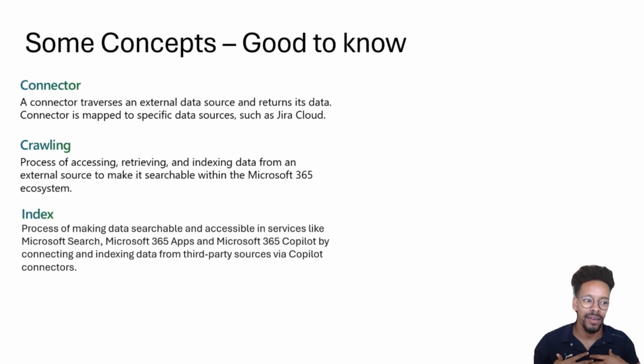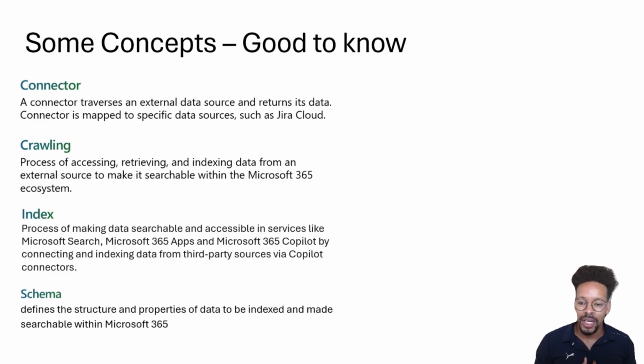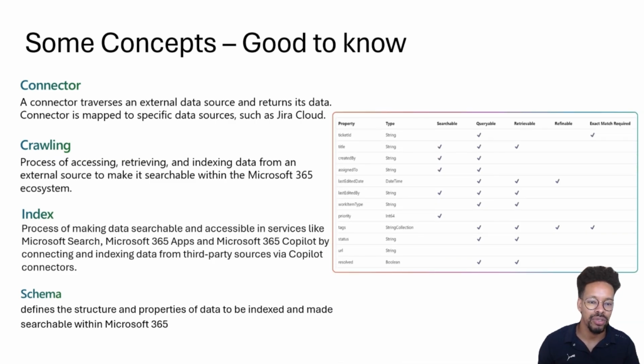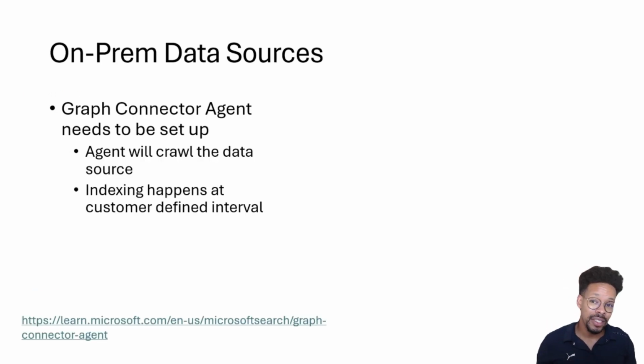And I love semantic indexing because of the cosine similarity and how you see the vectors. You see the vector similarity. This shapes what type of answers you get. And the schema is basically the structure and the properties of the data to be indexed. An example of a schema is like this. You can choose what is searchable, queryable, retrievable, refinable, and exact match required. So ticket ID requires an exact match, for example. On-prem data sources are not in the cloud, so we cannot do the crawling for you.